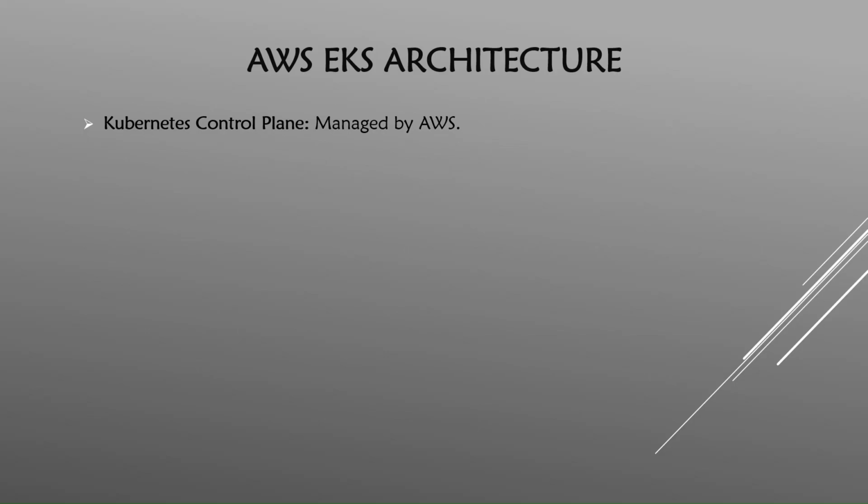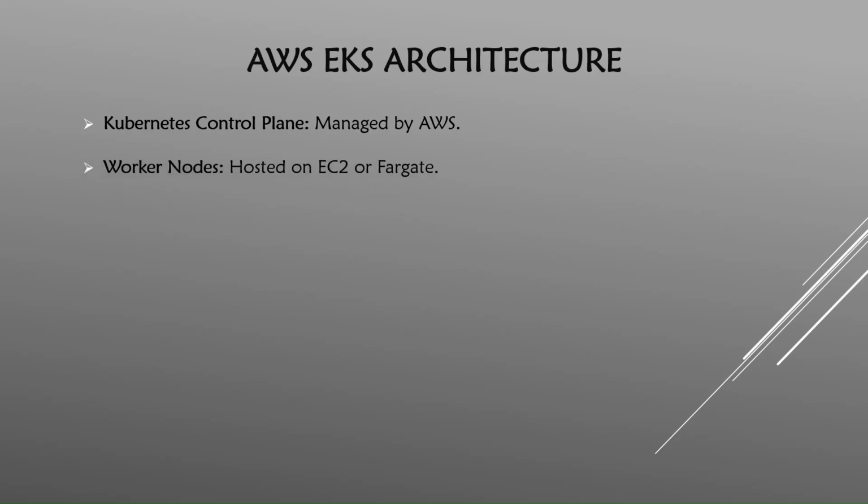The control plane is fully managed by AWS, providing the following benefits: high availability across multiple availability zones, automatic patching, upgrading, and scaling, and a secure endpoint with integrated AWS IAM for access control. You can only interact with the Kubernetes API server through kubectl or other tools, while AWS handles the underlying infrastructure.